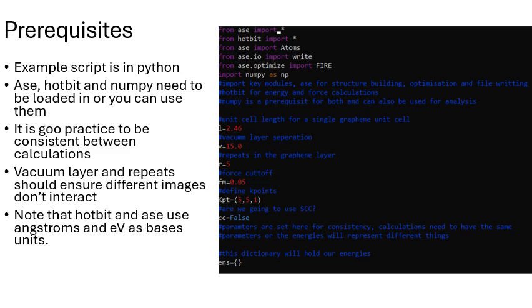It's also noteworthy that both Hotbit and ASE use angstroms in their calculations and electron volts for the units of energy. And while this is fairly normal, if you are using a different code, you need to keep this in mind if you're converting from one that uses, say, Bohr or Hartree to another that uses eV and angstroms.